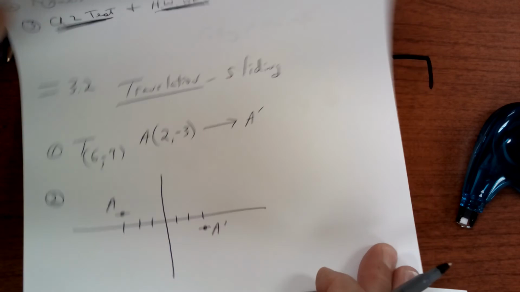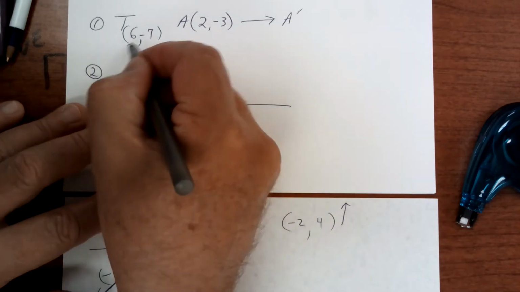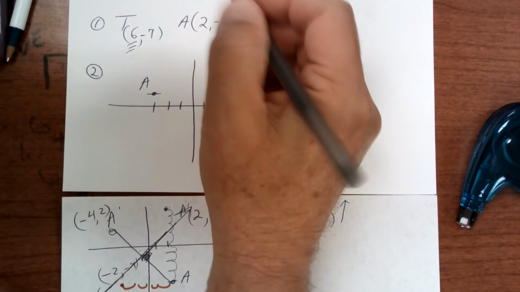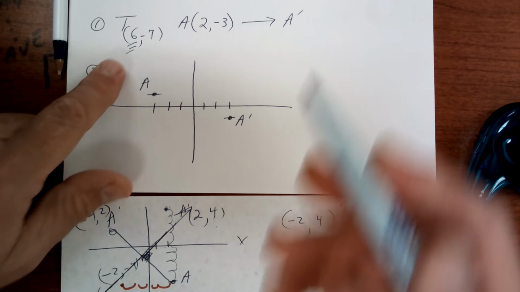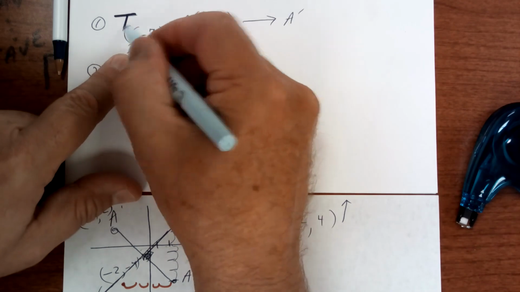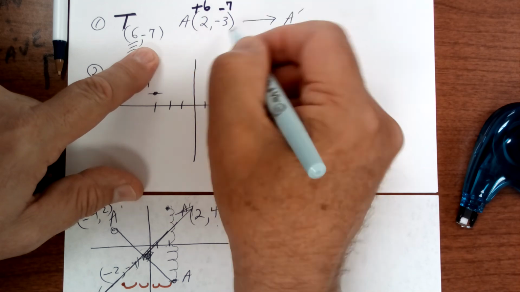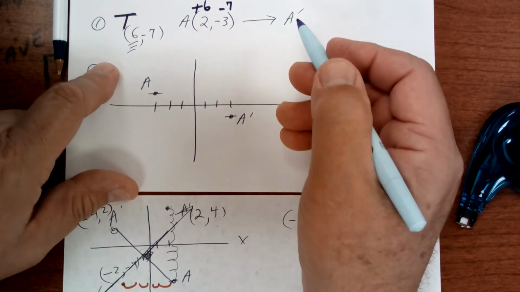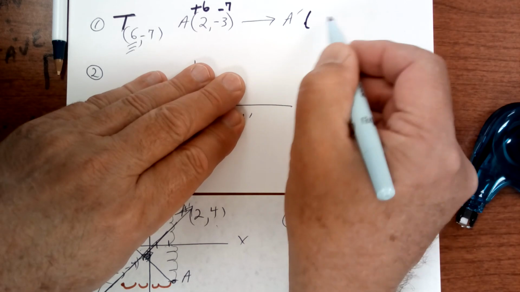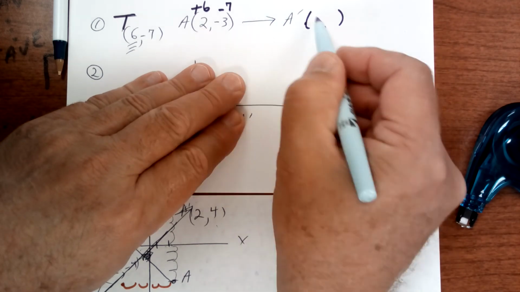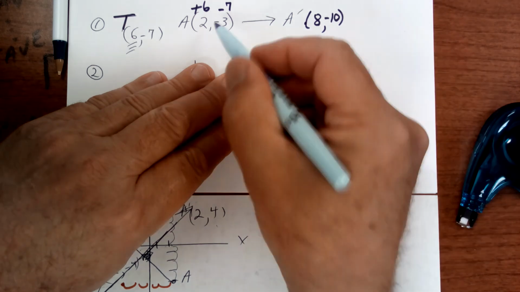So let's talk about this. To translate it, basically you're going to add 6 to your x. That's what this is telling you, translation. So you're going to add 6 to your x, and you're going to subtract 7 from your y. So the new point for this one would be A prime equals 8, negative 10. If the signs are the same, you have to add them.